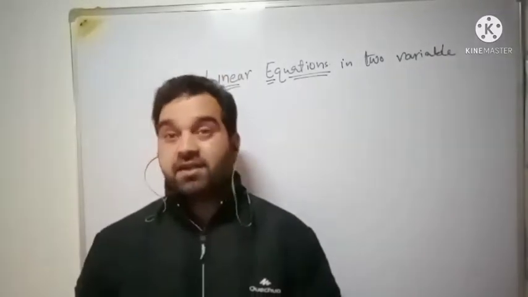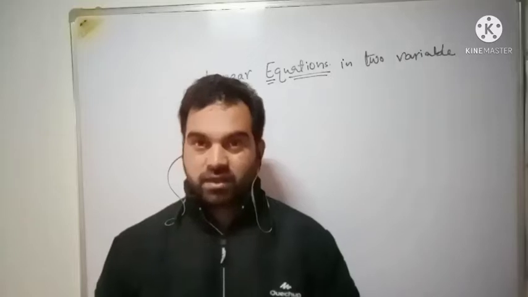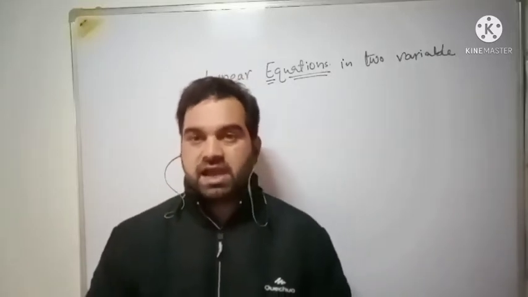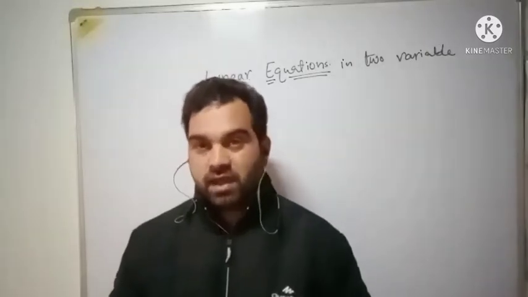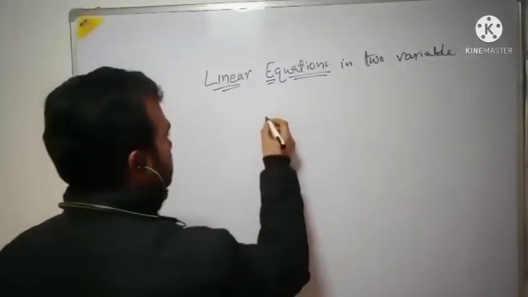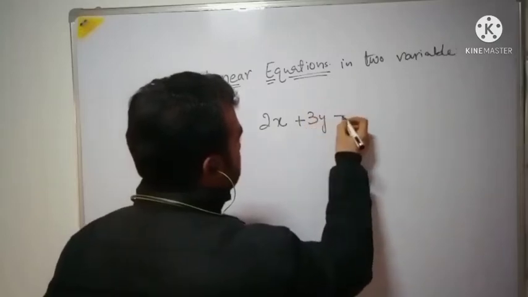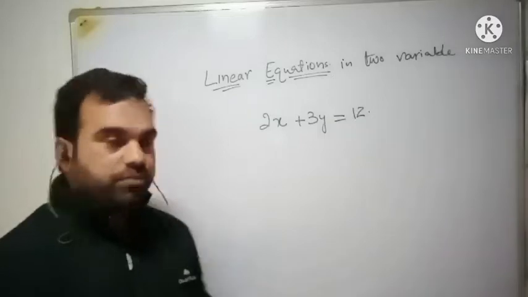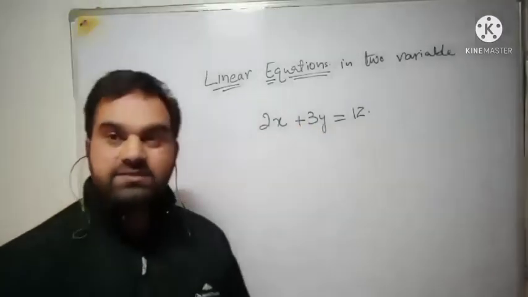Now in class 9, we have linear equations in two variables. The general linear equation in two variables we can write as ax + by = c. I will take an example: 2x + 3y = 12. This is a linear equation because the degree of this equation is 1, the highest power of the variable is 1.